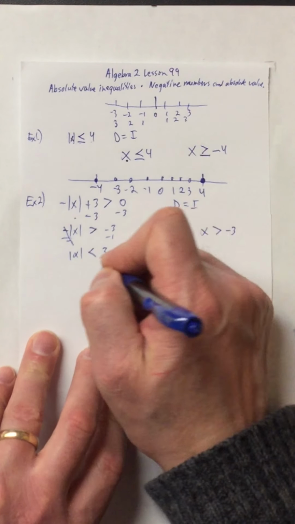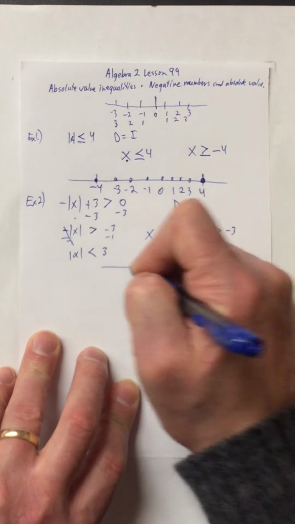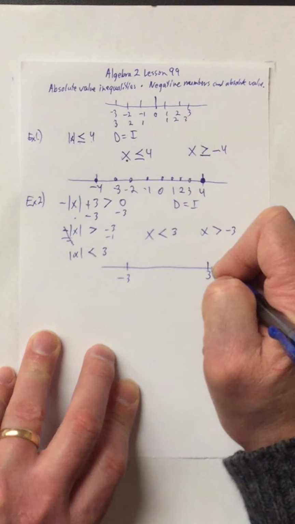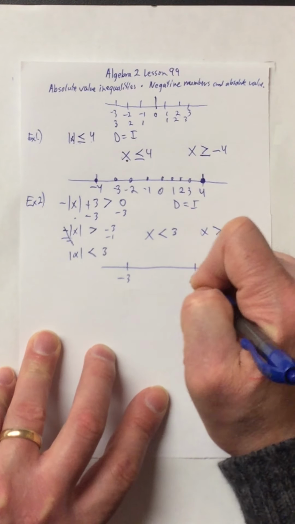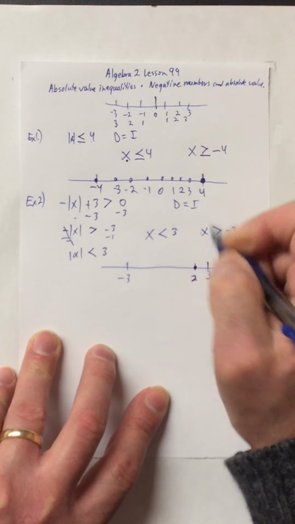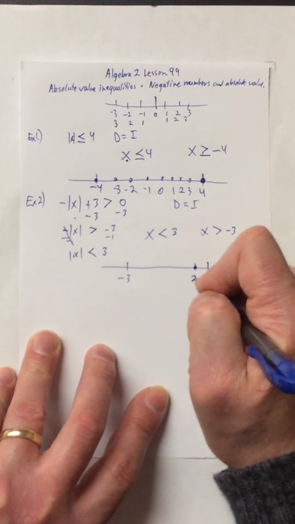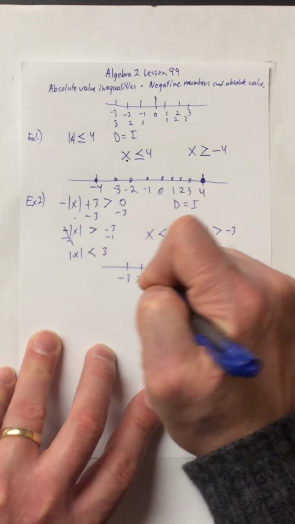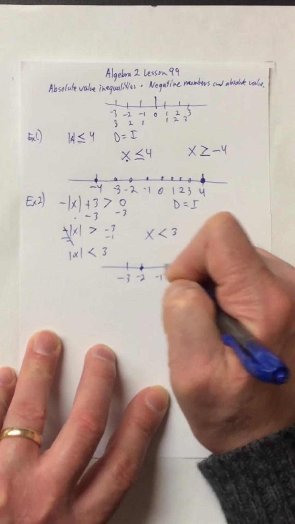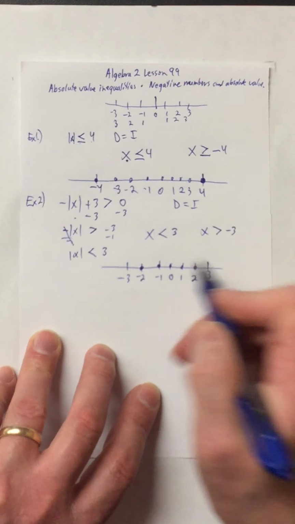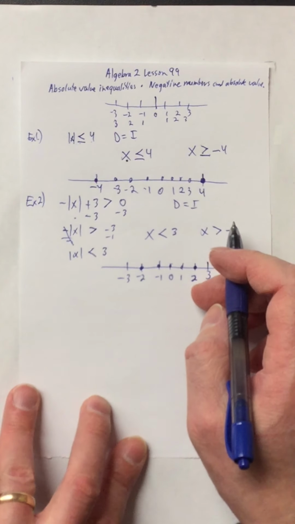So how would that look on our number line? Here's our positive 3, here's our negative 3. It doesn't include those, see, there's no equal sign. So since it's integers, we put a solid circle on 2, a solid circle on negative 2, and then we include negative 1, 0, and 1, everything in between these two numbers.